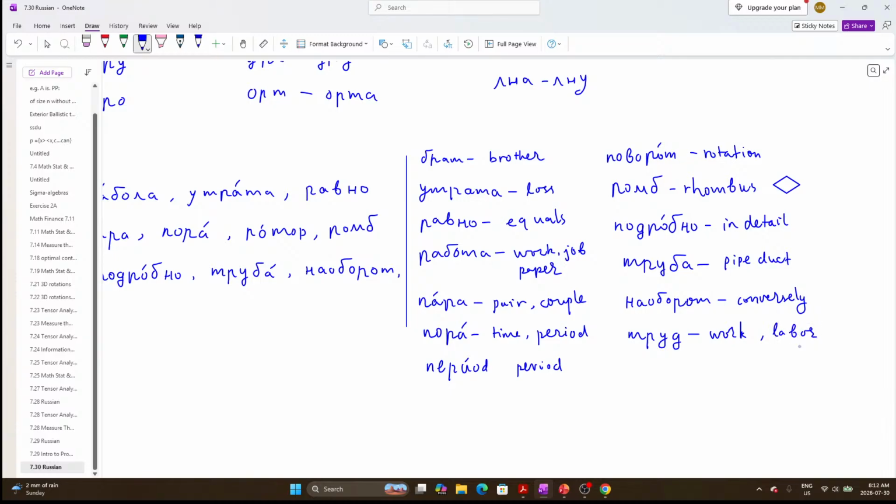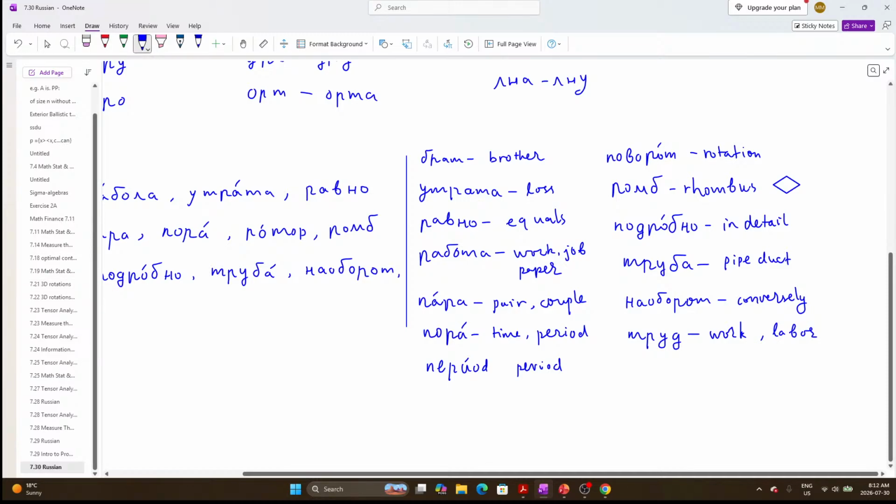Okay. Труд. I think in Russian there's a saying: patience and labor overcome everything. Терпение и труд все перетрут, right? So this is an example of the usage of the word труд.